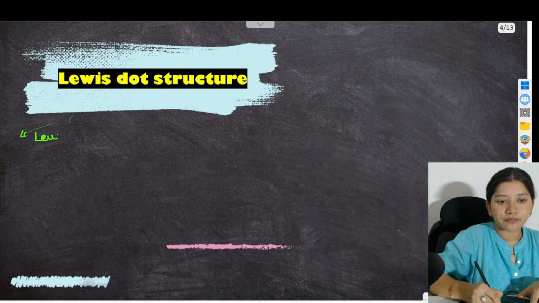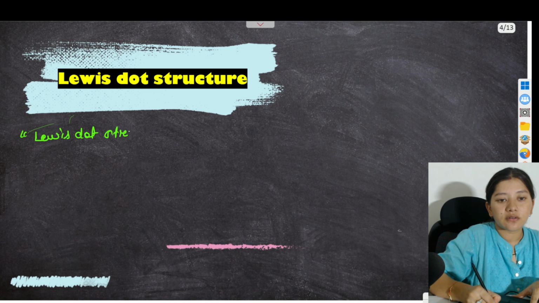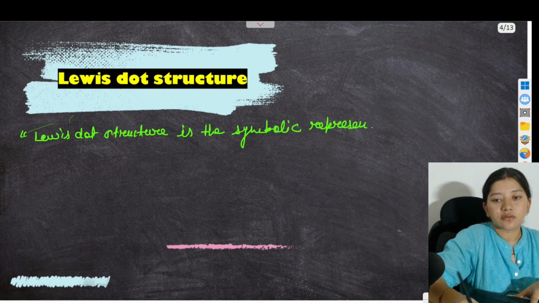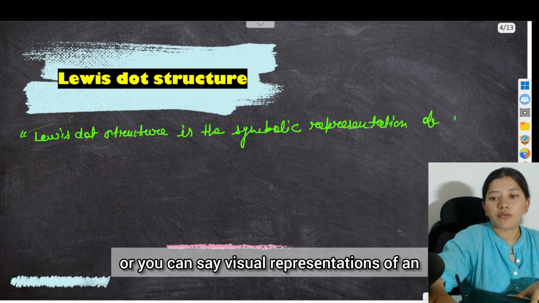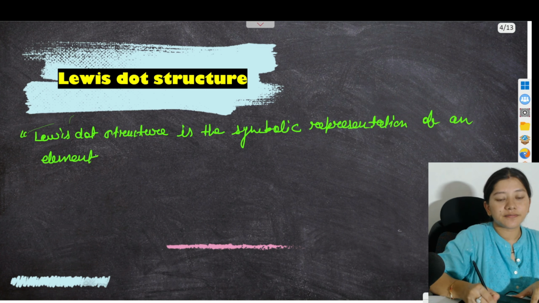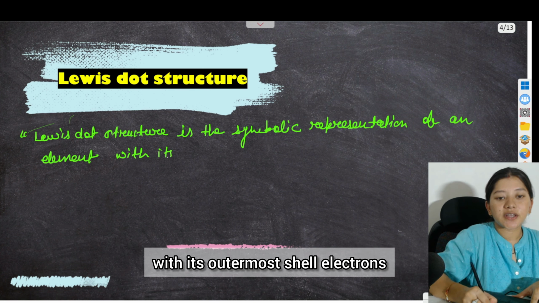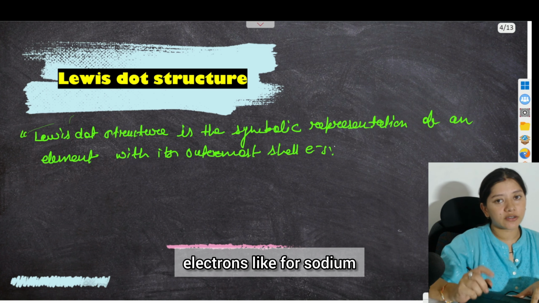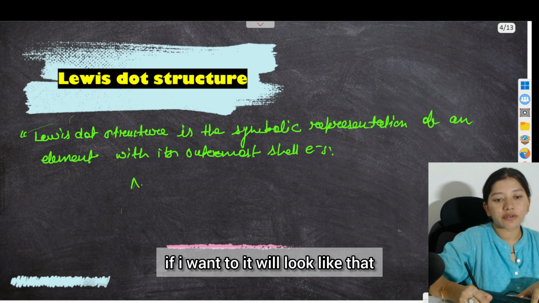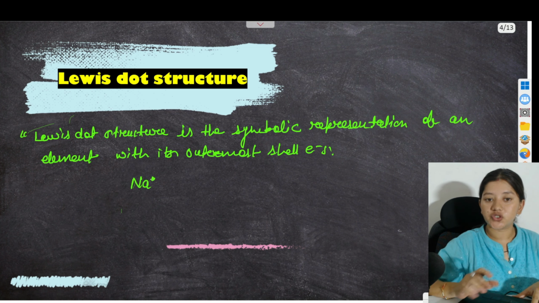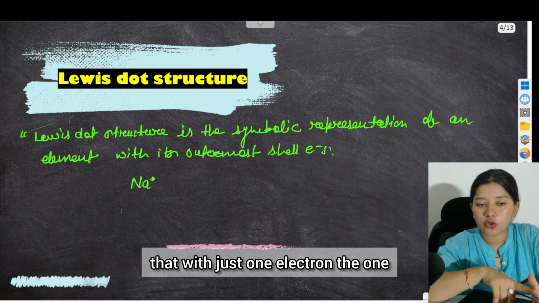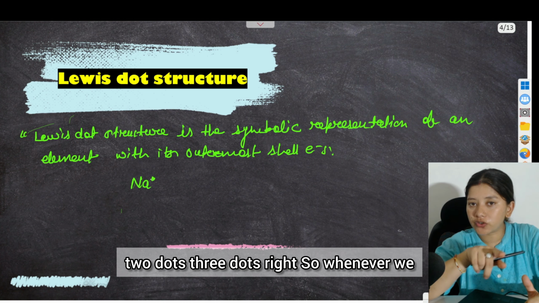So we can say that the Lewis dot structure is the symbolic representation, or visual representation, of an element with its outermost shell electrons, only the outermost shell electrons. For sodium, it will look like that, just that, right? Now the question is, if sodium looks like that with just 1 electron, the element which has 2 will have 2 dots, then 3 dots, right?